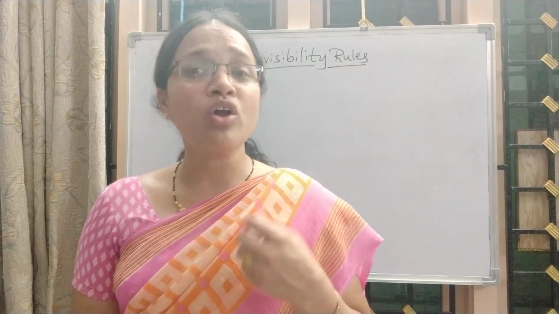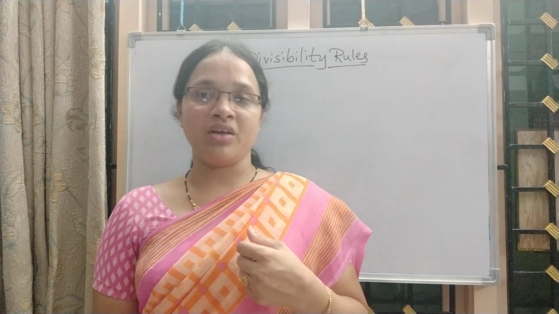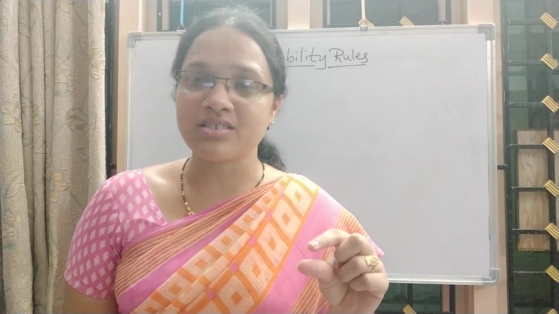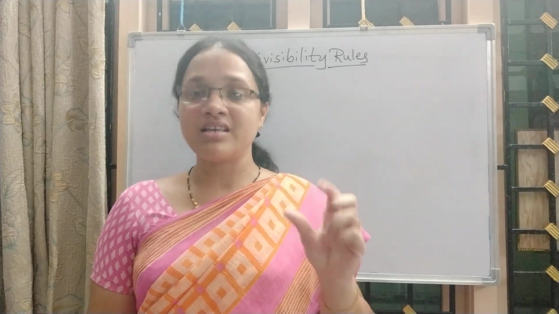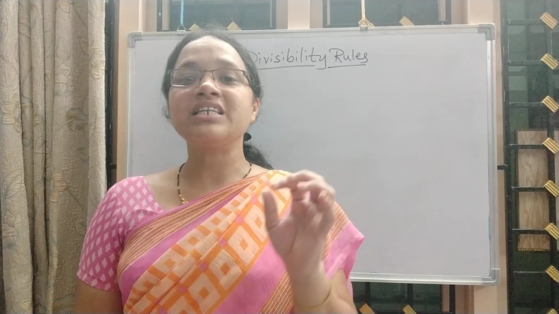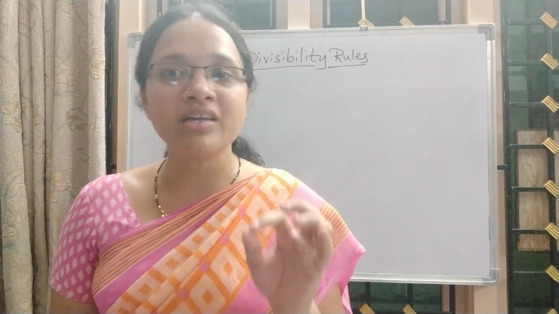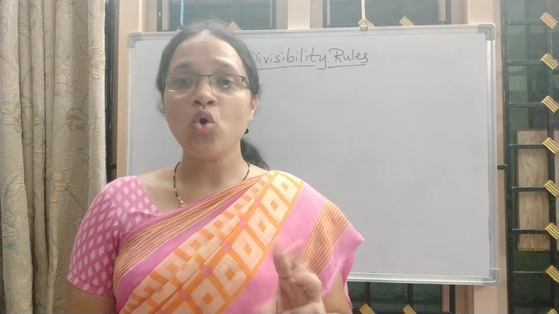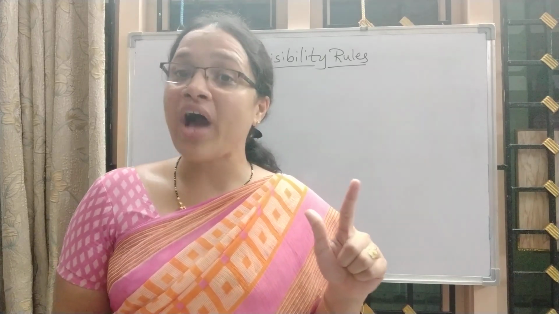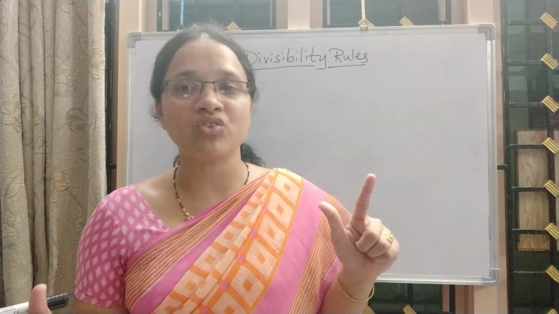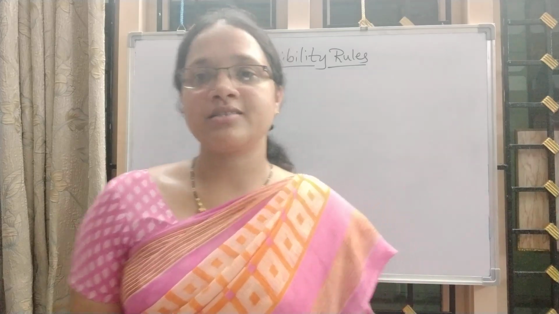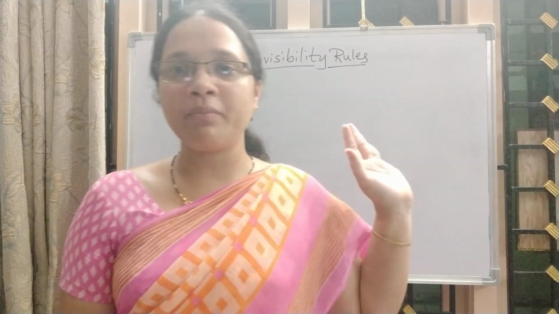Next, the divisibility rule of 3. If the sum of the given digits is divisible by 3, then the number is said to be exactly and completely divisible by 3. So, 2 means it should end with 2, 4, 6, 8, 0. 3 means if you add the digits, the sum should be divisible by 3, and then the whole number is said to be divisible by 3. Now, let us see the next consecutive number's divisibility rule.